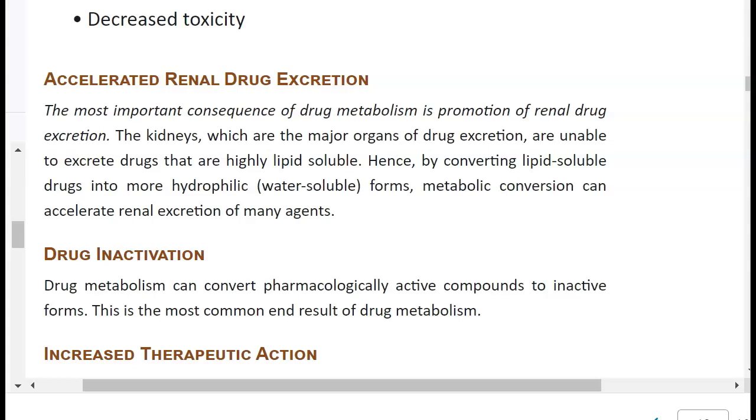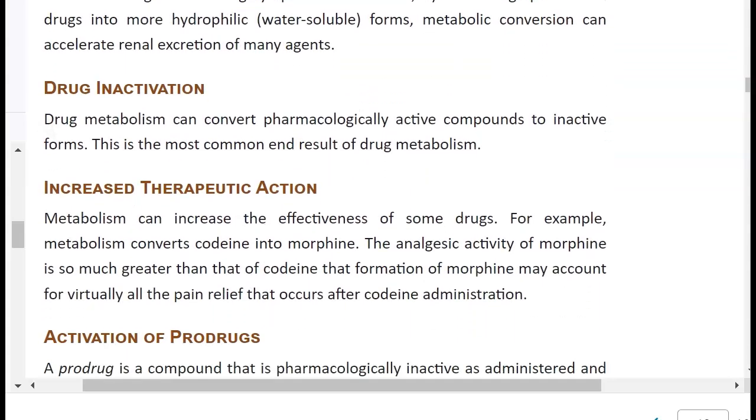The most important consequence of drug metabolism is promotion of renal drug excretion. The kidneys, which are the major organs of drug excretion, are unable to excrete drugs that are highly lipid soluble. So, by converting lipid soluble drugs to more hydrophilic or water soluble forms, metabolic conversion can accelerate renal excretion of many agents. Drug metabolism can convert pharmacologically active compounds to inactive compounds. Metabolism can increase the effectiveness of some drugs.